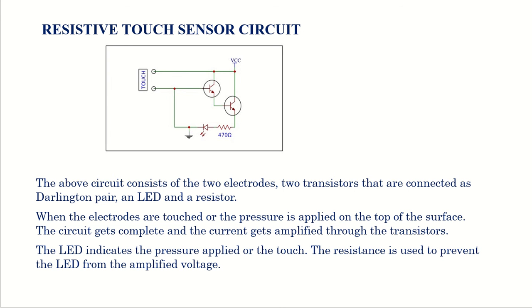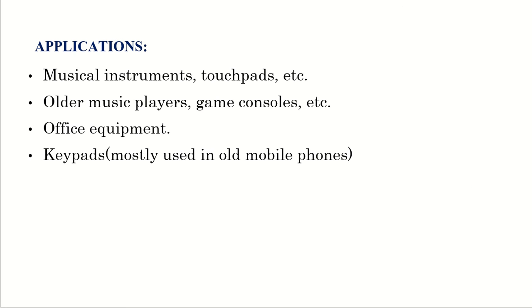The circuit consists of two electrodes, two transistors connected as a Darlington pair, an LED and a resistor. When the electrodes are touched or pressure is applied on the surface, the circuit gets completed and the current gets amplified through the transistor. The LED indicates the pressure applied or the touch. The resistor is used to protect the LED from the applied voltage. Applications: musical instruments, touchpads, older music players, game consoles, office equipment, keyboards, and mostly mobile phones.